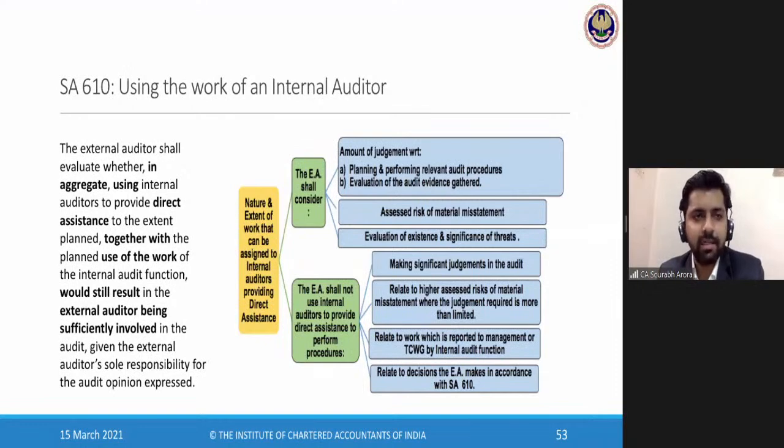Except these, you can take direct assistance from the internal auditor, but while taking it, you should make judgment with respect to planning and performing relevant audit procedures, evaluation of the audit evidence gathered, assessing risk of material misstatement, and evaluation of existence and significance of threats. So you will consider these points, and you will not delegate these 4 responsibilities that I have mentioned: making significant judgments, higher assessed risk items, work which is reported to management or those charged with governance by the IA function, so their own work. And the 4th is relating to this decision.